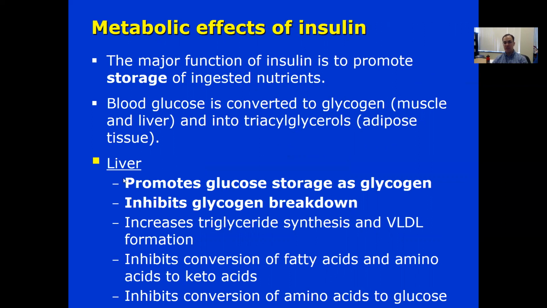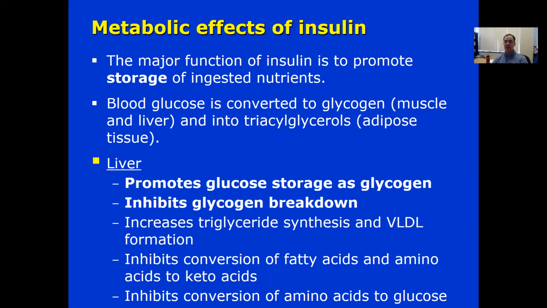So for example, in the liver, the bold are the ones that you really need to know. The liver promotes glucose storage as glycogen. So again, insulin causes glucose to be taken up in the liver. In other words, it's causing the glucose to be stored as glycogen in the liver. At the same time, it inhibits glycogen breakdown. So again, the two things that insulin does: increases storage of nutrients and prevents the breakdown of nutrients.